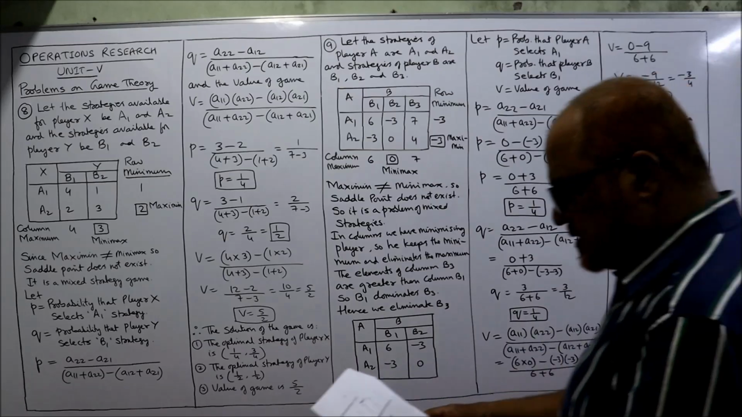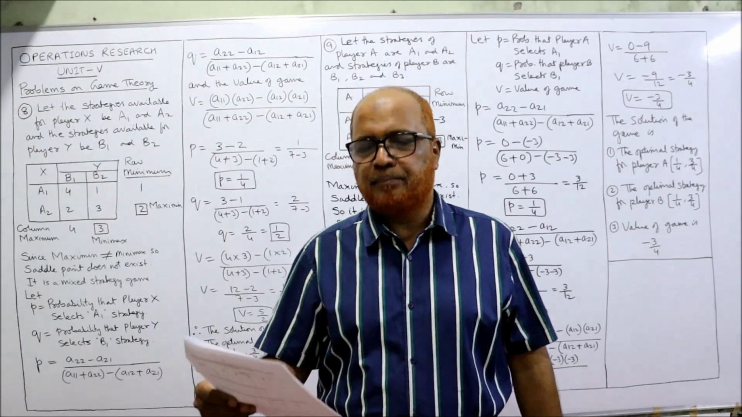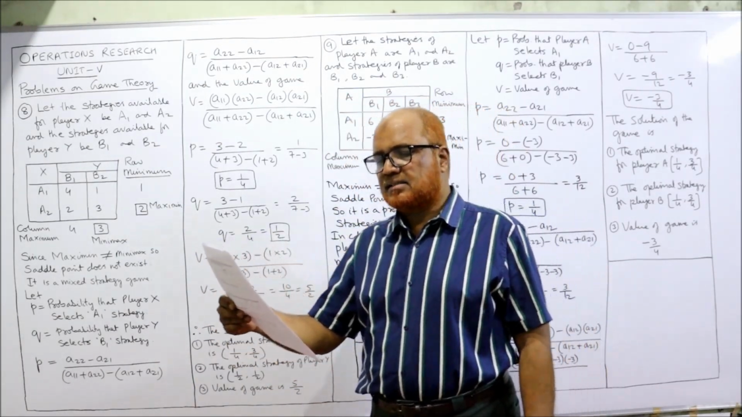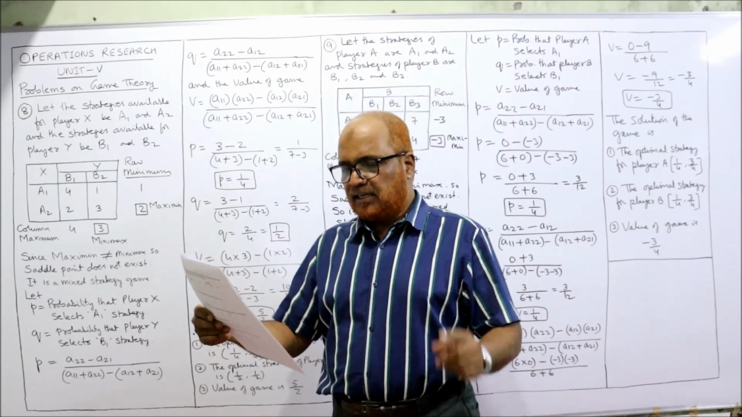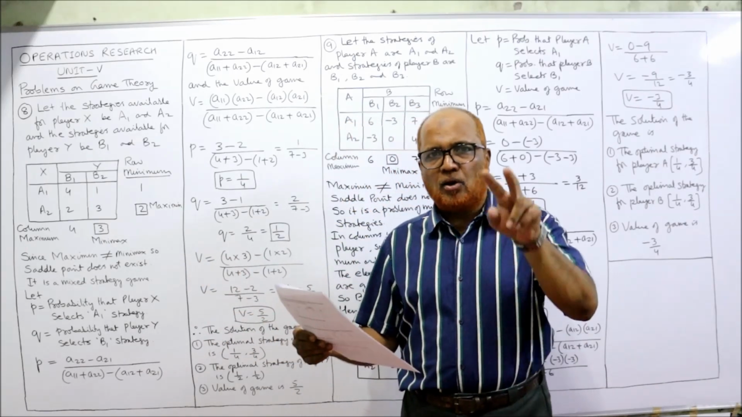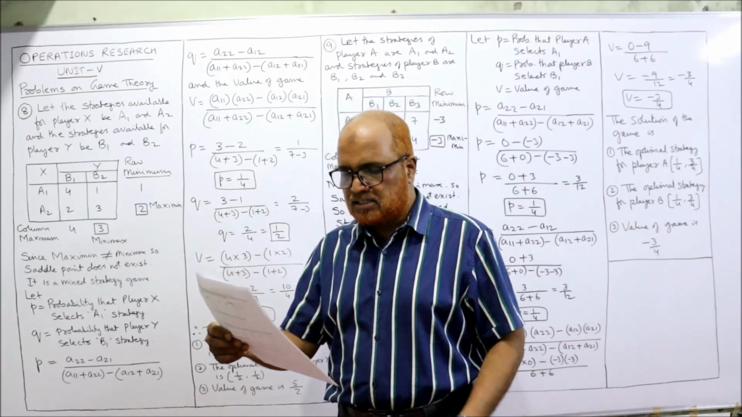Now, see problem number 8. Solve the following game and determine the value of the game. Two players are there. Player X is in rows. Two strategies are available for player X, that is strategy 1 and strategy 2. Similarly, player Y is in columns. He also has two strategies, strategy 1 and strategy 2.